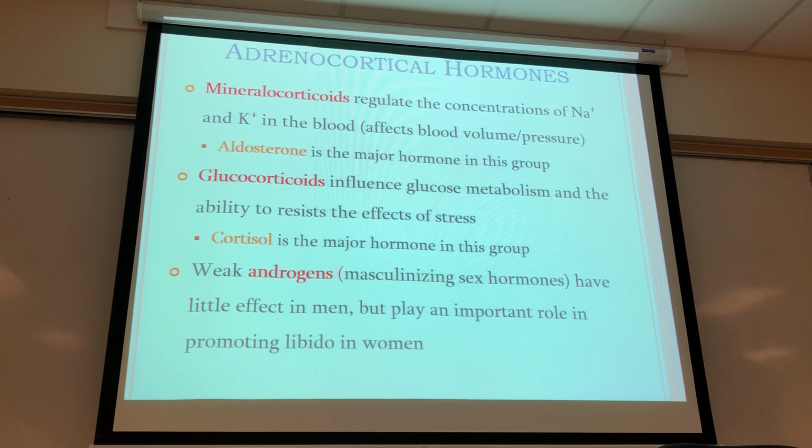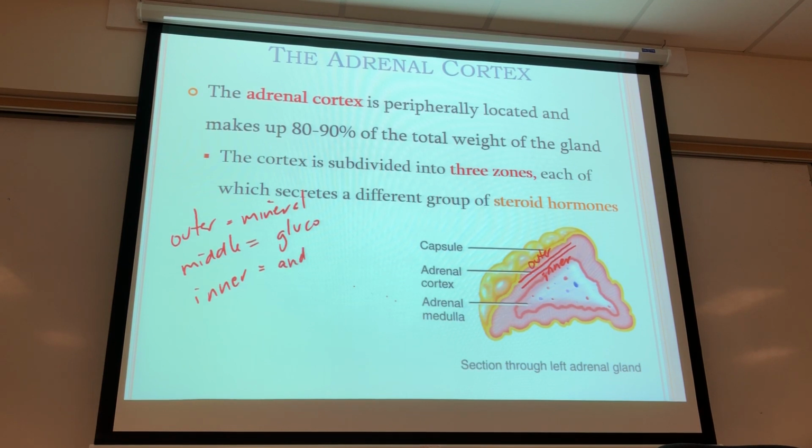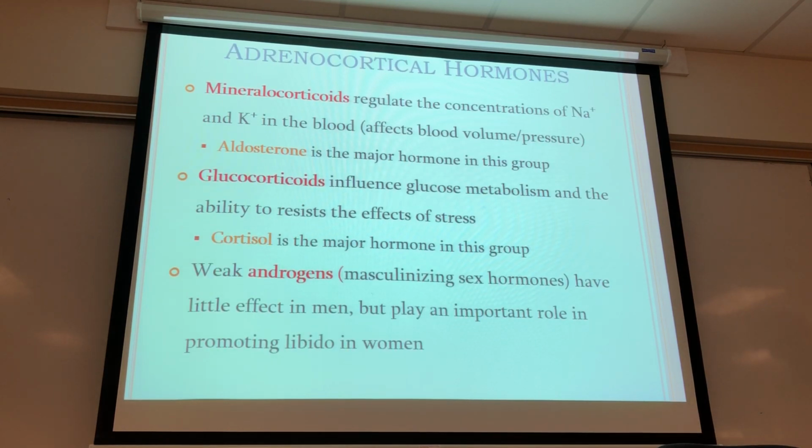The mineralocorticoids are the ones that are produced on the outside. So the outer will be mineralocorticoids, the middle being our glucocorticoids, and then our inner are going to be androgens. These are going to be our masculine-like type hormones. So these three fundamentally different zones are going to create these three types of hormones.